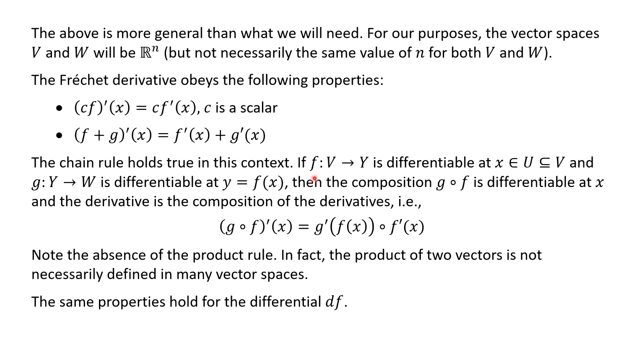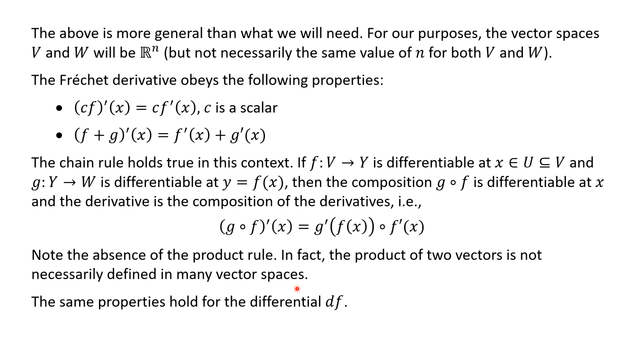If f maps from vector space V to Y and is differentiable at x, an element of an open subset of V, and G is a function that maps from vector space Y to W and is differentiable at y equals f of x, then the composition of G with f is differentiable at x, and the derivative is the composition of the derivatives. So the derivative of G of f at x is the derivative of G evaluated at f of x, which we know exists because of this condition here, composed with the derivative of f at x.